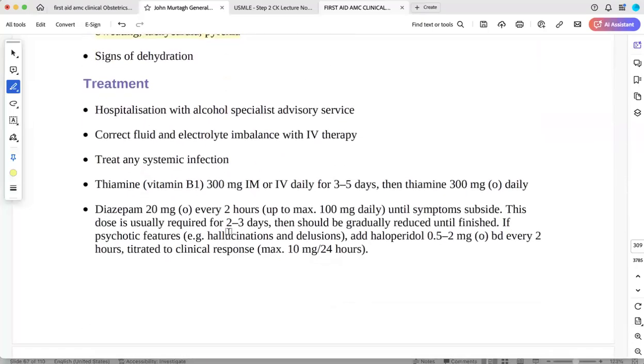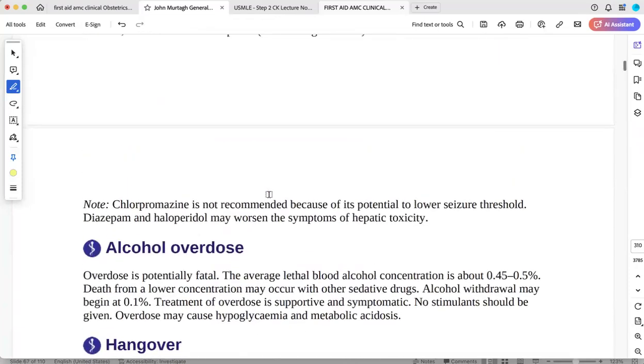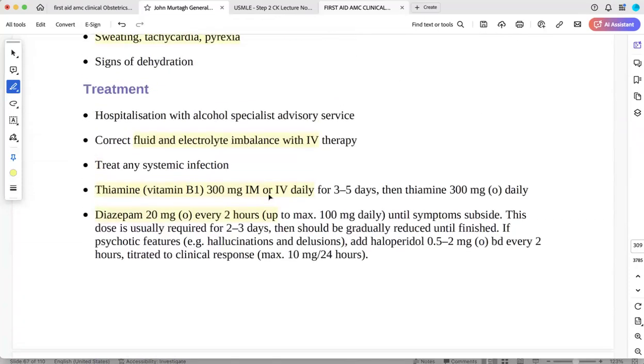So what would you do? The first thing you do is hospitalize the patient and start IV fluid because they can be very dehydrated. Then you can give them thiamine, which is vitamin B1, and then diazepam. Okay, so this is the main thing that you would order. These alcoholic patients can be deficient in magnesium, so it is very important to check their magnesium level. If they are deficient, you need to give them supplements. Okay, so IV fluid, thiamine, which is B1, and then diazepam.